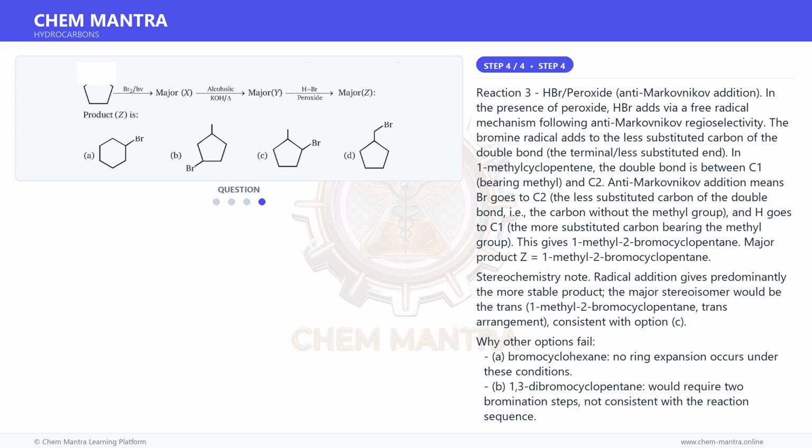B, 1,3-dibromocyclopentane, would require two bromination steps, not consistent with the reaction sequence. D, cyclopentylmethyl bromide, bromomethylcyclopentane. This would require Br to end up on the exocyclic methyl carbon, which is not consistent with anti-Markovnikov addition to 1-methylcyclopentene. The methyl is not part of the double bond in the endocyclic alkene.